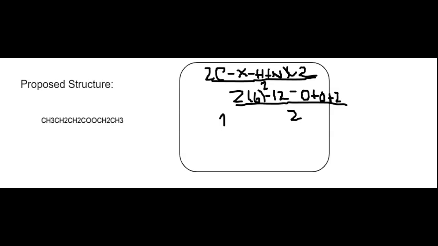And to figure out the degree of unsaturation, we have the formula here, which is 2 times carbon minus hydrogen, minus halogen, plus nitrogen, plus 2, divided by 2. Since the structure is C6H12, we have 2 times 6 minus 12 minus 0 because we do not have any halogens. And we do not have any nitrogens either. Plus 2 divided by 2, and the degree of unsaturation will be 1.